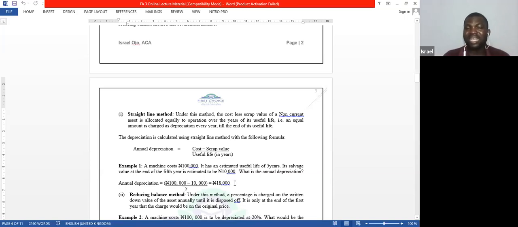It means that on a yearly basis, we'll be enjoying a total value of 18,000 from the asset, from the machine. That 18,000 will now be used to reduce the cost of the asset. Then we will charge it to our profit or loss. We're going to see the double entry as we go further in the topic. So we have another method.